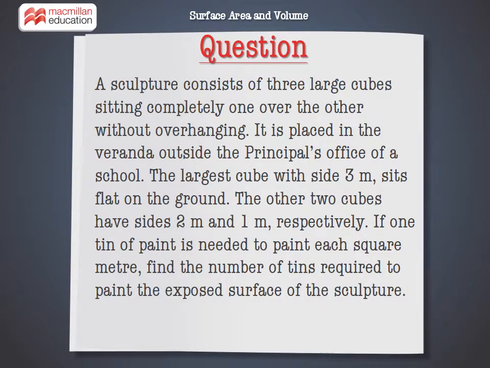A sculpture consists of three large cubes sitting completely one over the other without overhanging. It is placed in the veranda outside the principal's office of a school. The largest cube with side 3 meter sits flat on the ground. The other two cubes have sides 2 meter and 1 meter, respectively. If 1 tin of paint is needed to paint each square meter, find the number of tins required to paint the exposed surface of the sculpture.